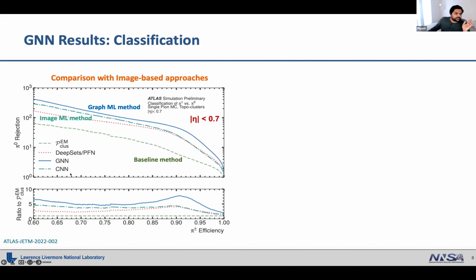So we can see from this graph that the CNN model, which is in this light greenish color, is a little worse than the graph ML model. So the graph ML model does show an improvement over the CNN model.